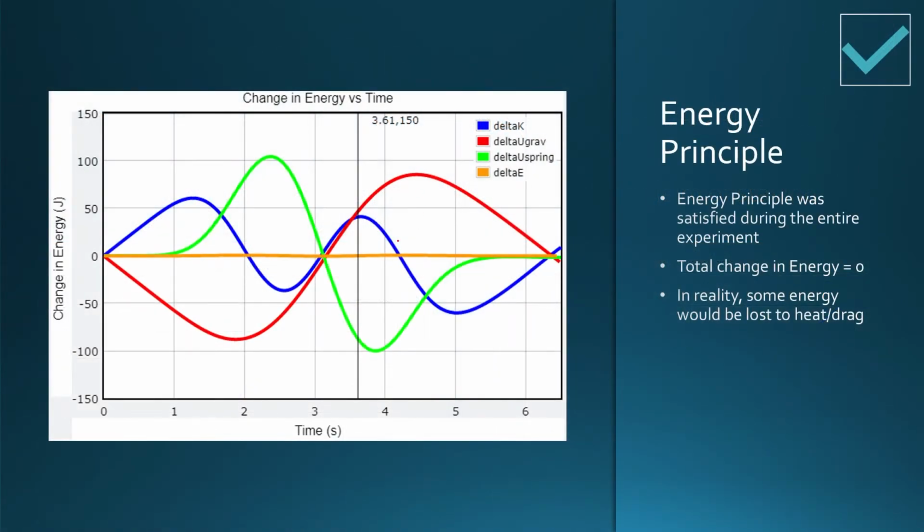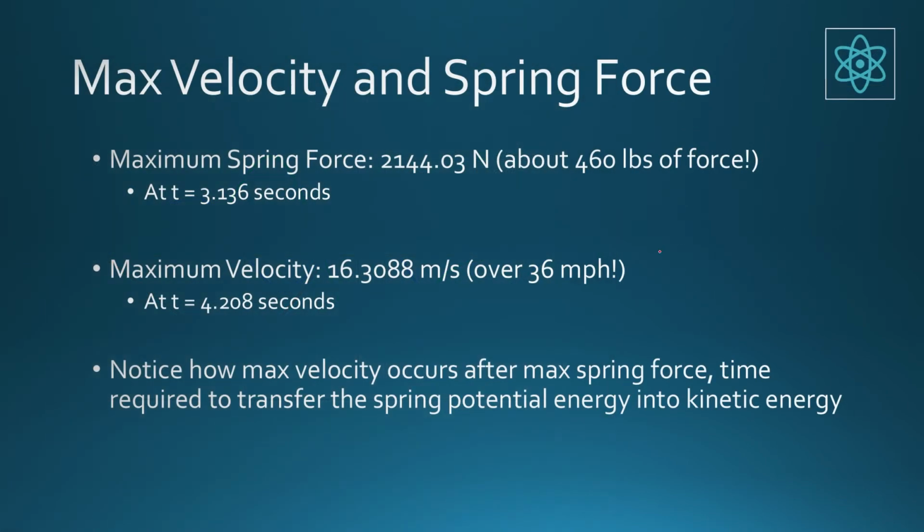Here's the energy graph one more time, just to show that the total change in energy over time was 0 throughout our entire experiment, which means that the energy principle was satisfied. In reality, some energy would be lost to heat or drag, but this is an ideal system that did not account for that. The maximum spring force that we calculated was about 2140 newtons, which is about 460 pounds of force, and it took place at about 3.136 seconds, which is towards the bottom of this rope swing. The maximum velocity of over 36 miles per hour took place a little bit later because it takes some time to transfer the spring potential energy into that kinetic energy.